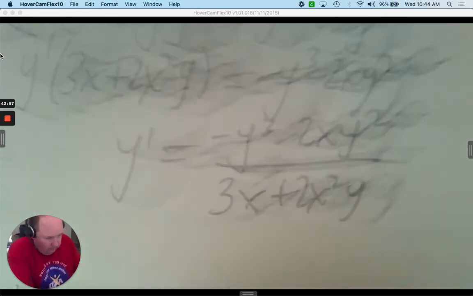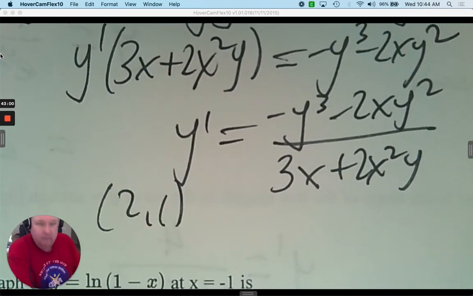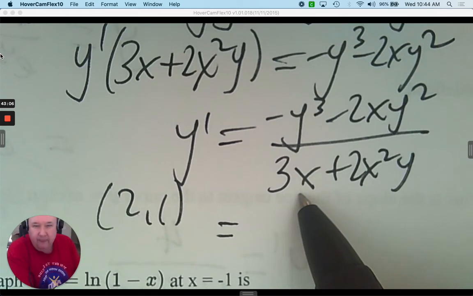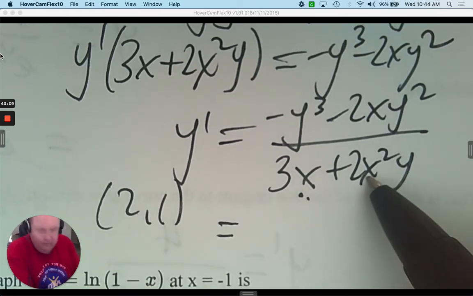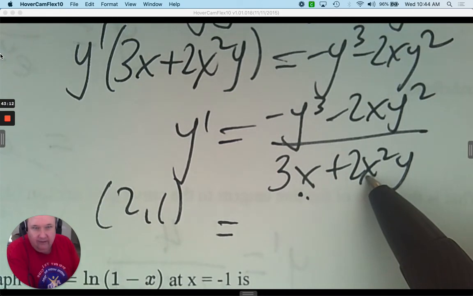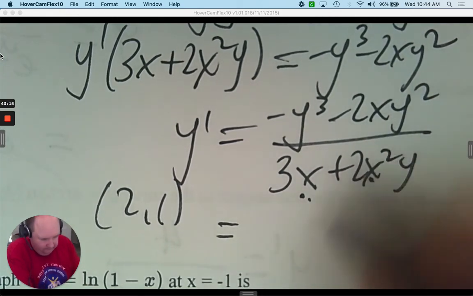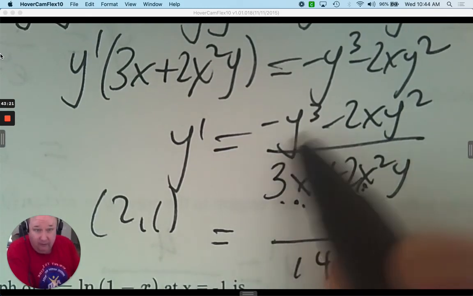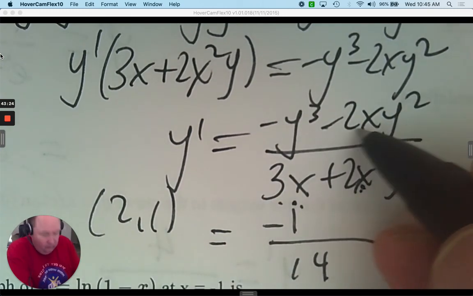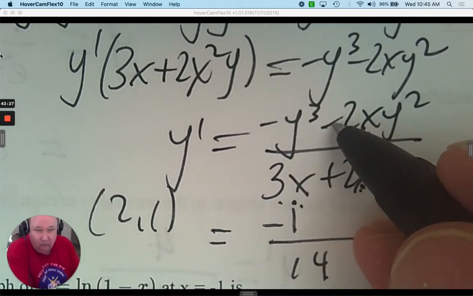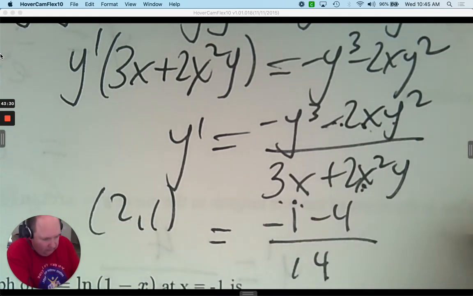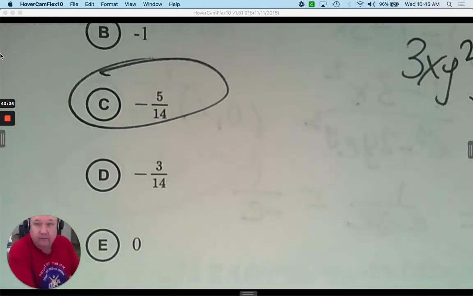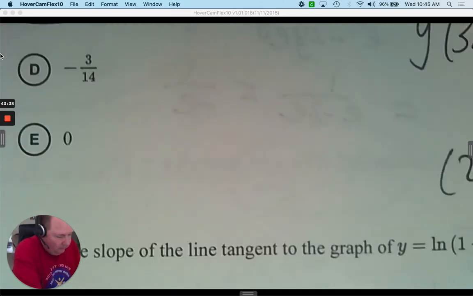And then it says plug in the point 2, 1. So if I plug in 2, I get 6. If I plug in 2, I get 8. Is that right? 6 and 8, that's 14. In the numerator, if I plug in 1, I get negative 1. Here, I get negative 2 times 2, that's 4, so that's negative 4 times 1, that's negative 4. I get negative 5 over 14. And there you go.